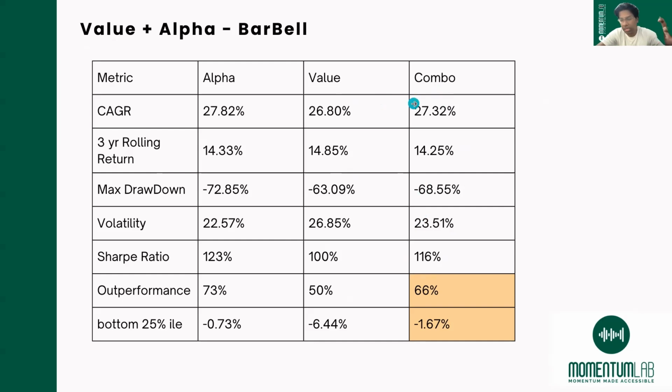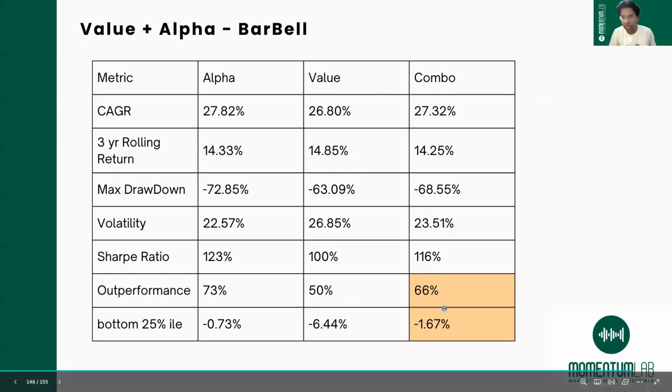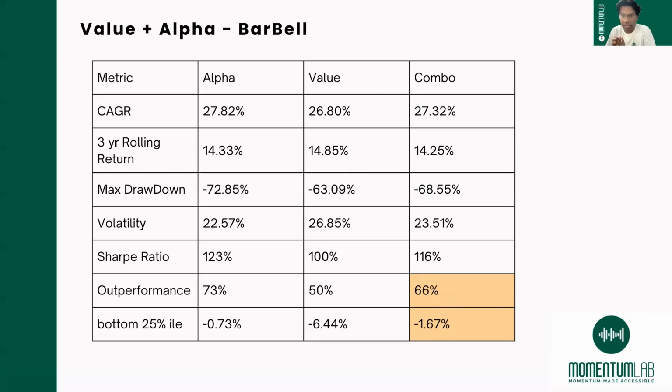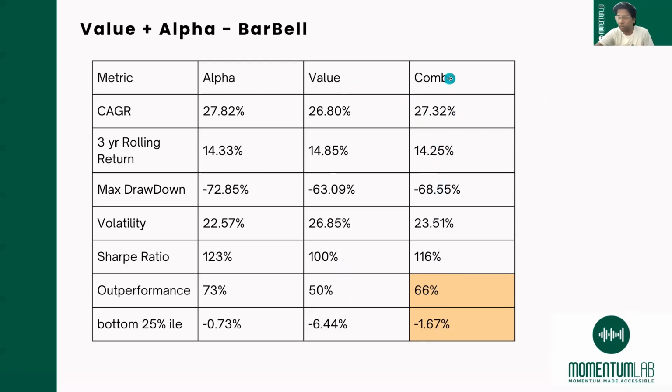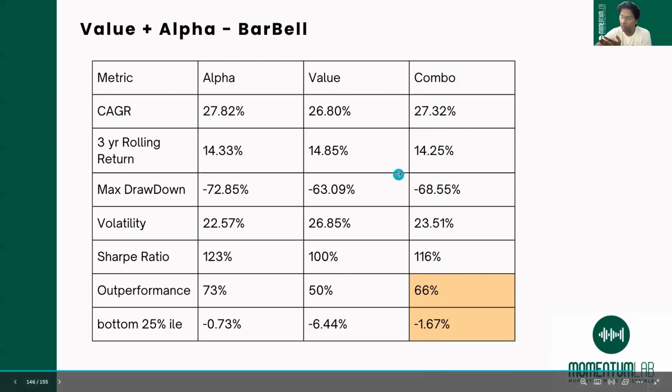But the key two things that I'm looking at are these two. Whenever we combine any two strategies, the combination should be better than these two individual strategies. If the combination is worse than any one strategy, then what is the need for me to go to the combination? In fact, I'm better off just going with the better strategy. In this case, it is alpha.